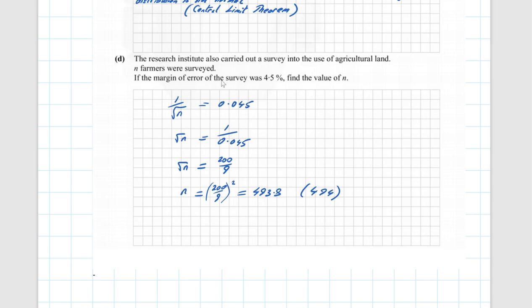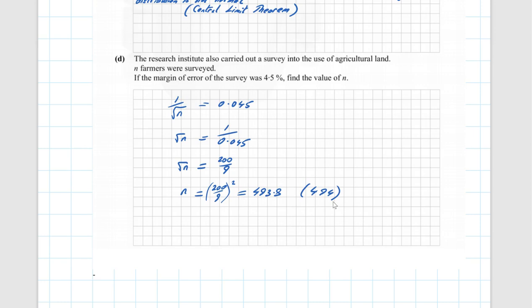We are not given p in this question. So you have to use the simplified version, as I showed you earlier, the 1 over root n simplification, because now there's only one unknown, and we can solve it. So the margin of error is 1 over root n, which is 0.045. Turn it upside down first. Square both sides, get rid of the root, and you get n is 493.8, or 494 rounded off.